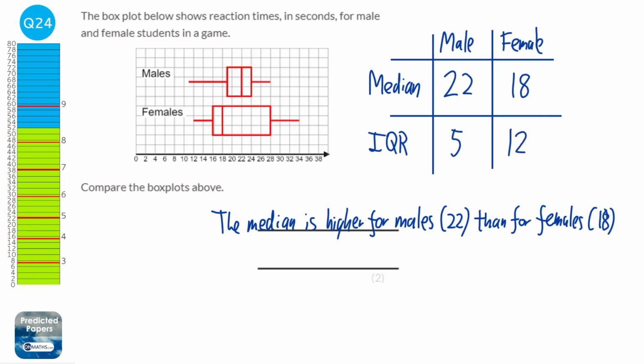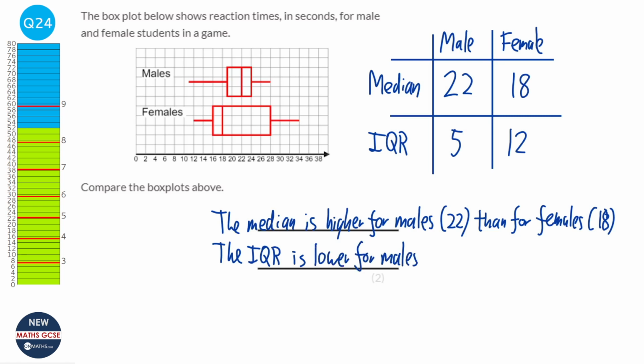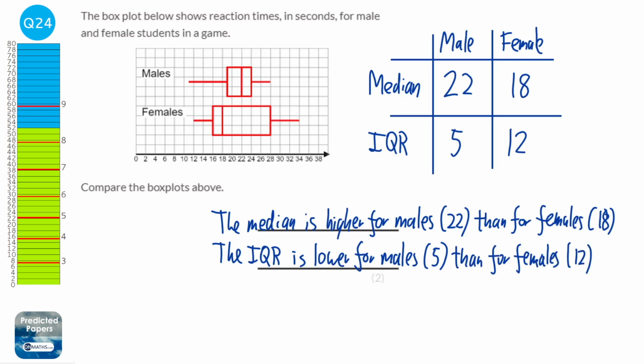So the next sentence we say is the interquartile range. They don't mind you writing IQR, that's absolutely fine. Is, now you can say lower for males or higher for females. I'm going to say lower for males, brackets 5, than for females, bracket 12.